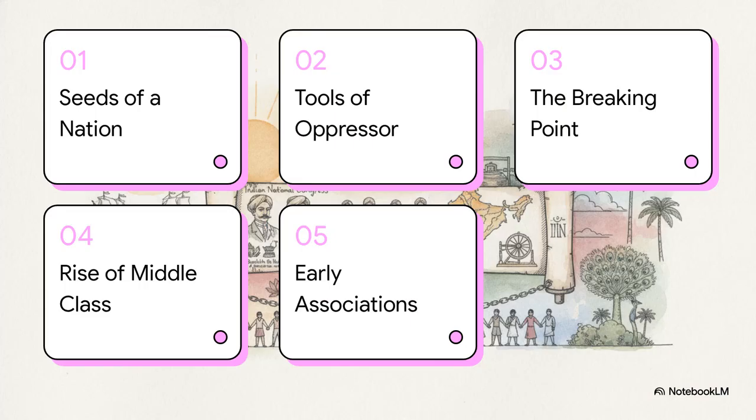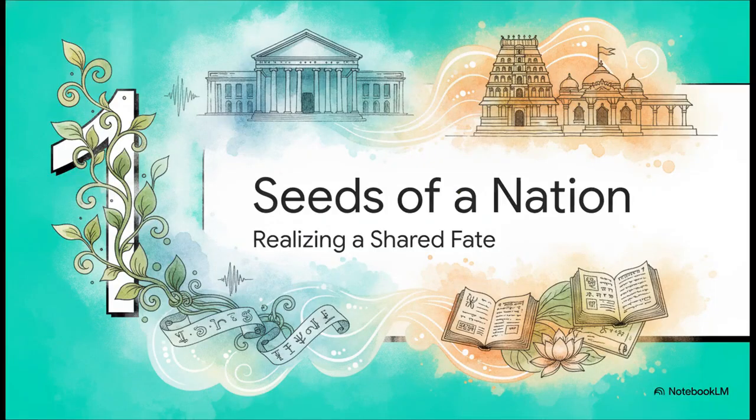Here's our roadmap for this explainer. We'll start with the seeds of a nation, move on to the tools of the oppressor, examine the breaking point, track the rise of the middle class, and finally map out the first political associations. Okay, starting off with Section 1, the seeds of a nation, and realizing a shared fate.